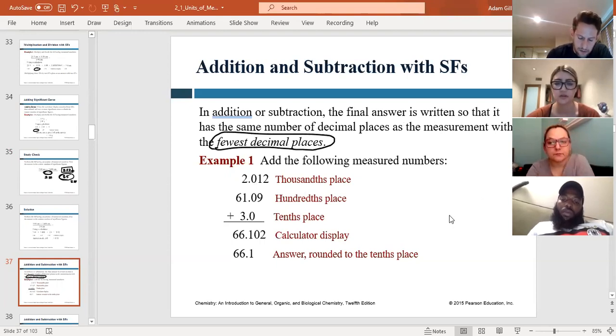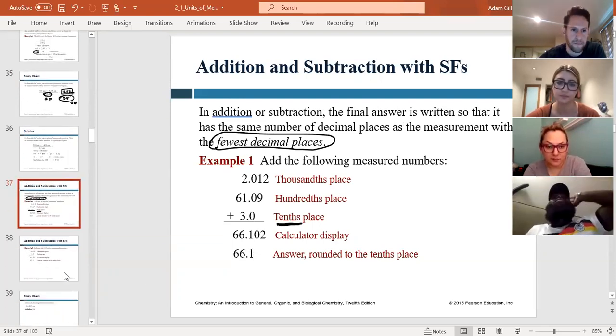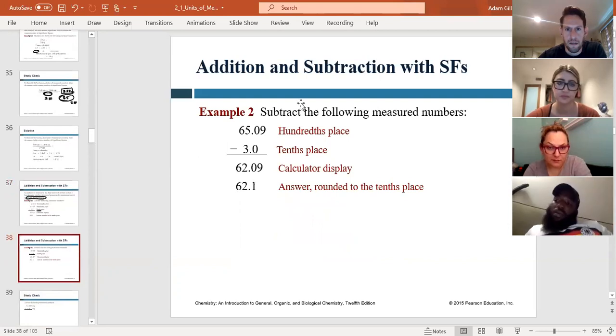Since the 2 doesn't get rounded up and the 0 is nothing, they drop. So the 3.0 is the tenths place, one digit past the decimal. So you want to make sure your answer is one digit past the decimal. If you had 65.09 minus 3.0, it's 62.09. But our lowest one is the tenths place, so your answer has to be one digit past the decimal.